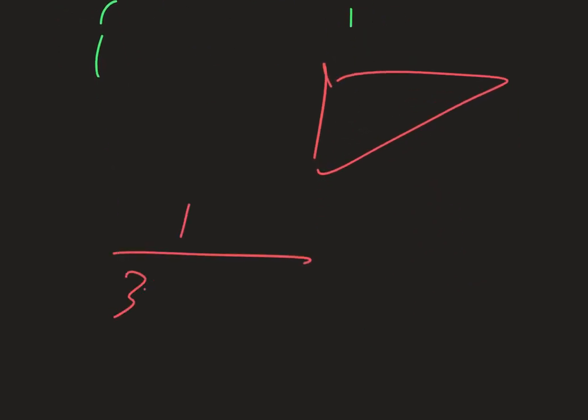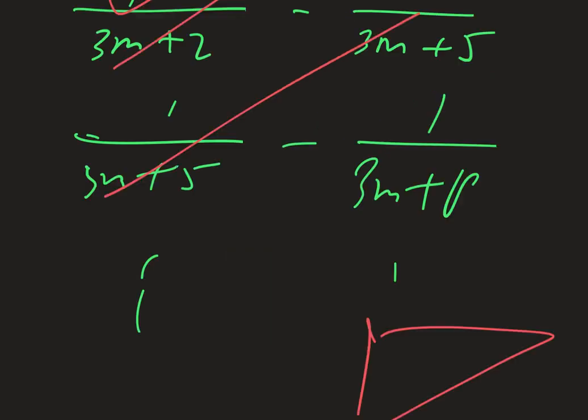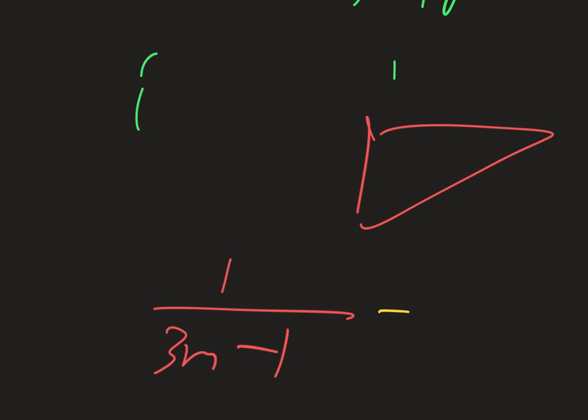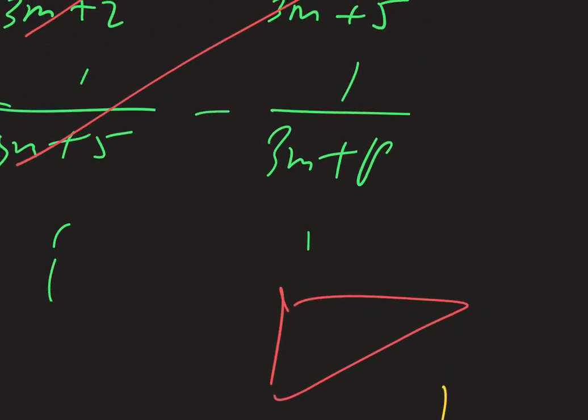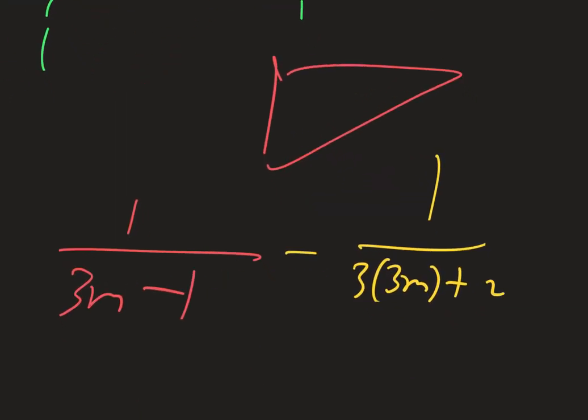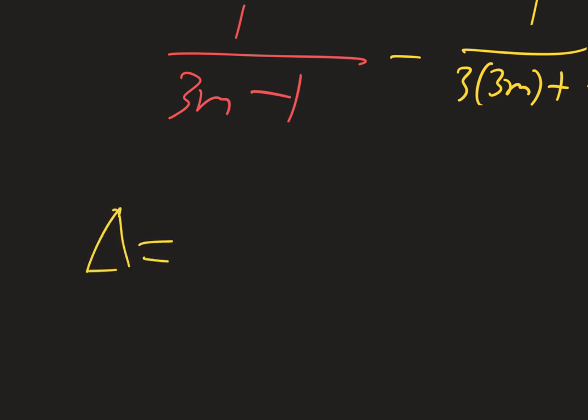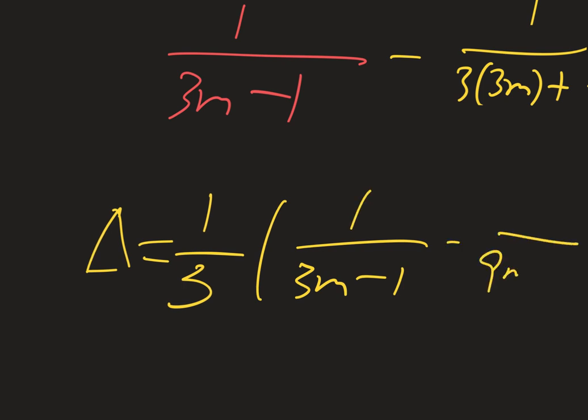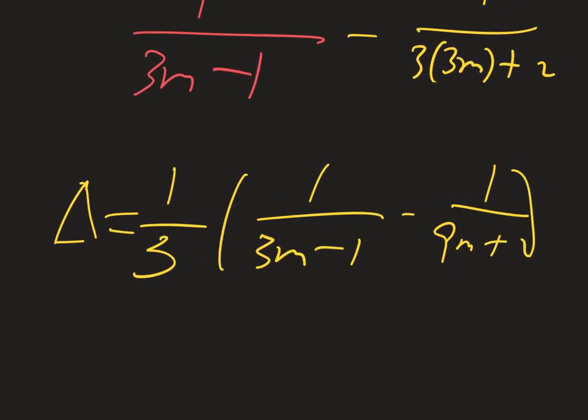So this is 3m minus 1 minus 3m plus 2. Don't forget 1 over 3. So the original term is 1 over 3, 3m minus 1 minus 3m plus 2. Okay, so how many marks are there? 4 marks. So easy. So the answer is in terms of a single fraction, the one you partial fraction. Okay, make a single fraction for him, or for her, whichever.